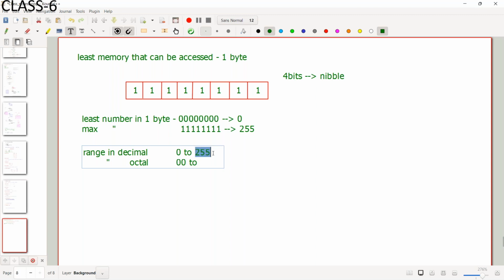What is the equivalent of 255 in octal? That is 377. Correct. So every octal will start with a 0. So 0377 is the range of this particular octal number that I can store in 1 byte. Now when it comes to the hexadecimal, when we have the octal, the conversion to hexadecimal is easy. 377.